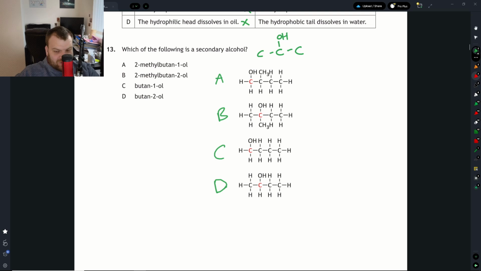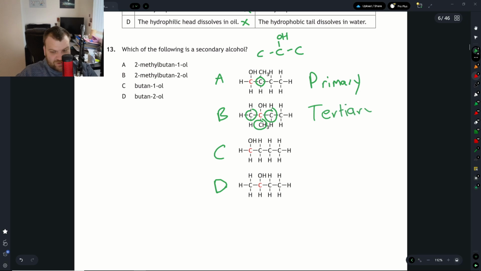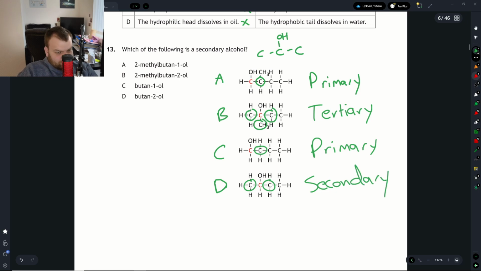In chemical A, there is only one carbon attached to the carbon with the OH. That makes that a primary alcohol. For B, we have three carbons attached to the carbon with the OH, which makes it a tertiary alcohol. Next up, C, we have again one carbon attached. That means that is a primary alcohol. Whereas for D, we have two carbons attached. That means we're going to have a secondary alcohol. And that gives us a correct answer of D.